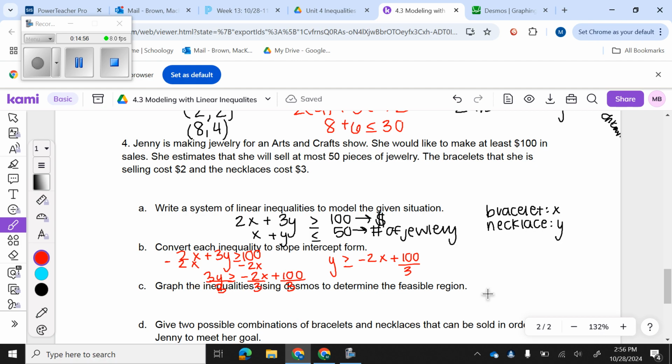All right, from here, I got to come graph this guy. I need him in slope-intercept form. I'm going to have x plus y is less than or equal to 50. I want this y by itself, so I'm going to subtract x. And I'm going to have y is less than or equal to, sorry, my x should come first, negative x plus 50. All right, I'm going to graph these inequalities to find my feasible region.